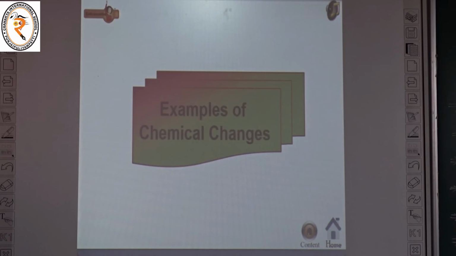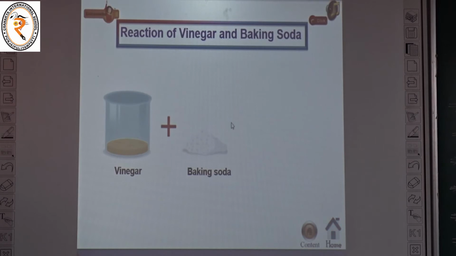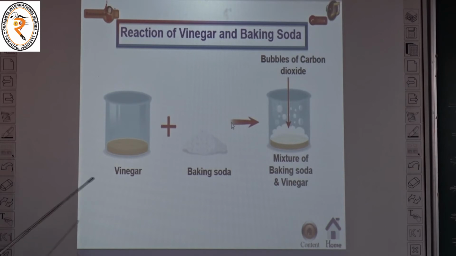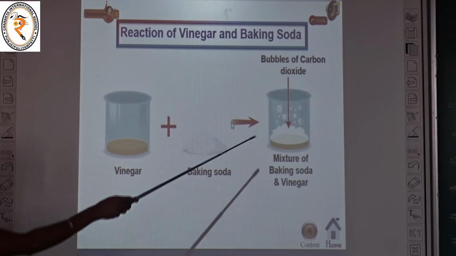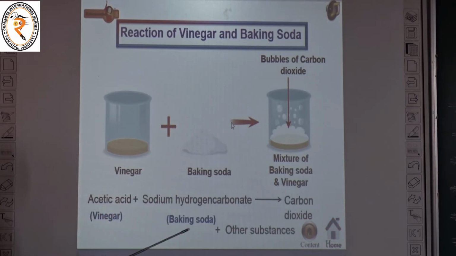And the next one, what are the examples of chemical changes? See, reaction of vinegar and baking soda. This is vinegar and this is baking soda. If we mix vinegar with baking soda, we can get carbon dioxide gas. That is, we can see the bubbles of carbon dioxide gas. Vinegar is nothing but acetic acid, that is, the acid present in the vinegar is acetic acid. Then, baking soda. The chemical name for baking soda is sodium hydrogen carbonate.